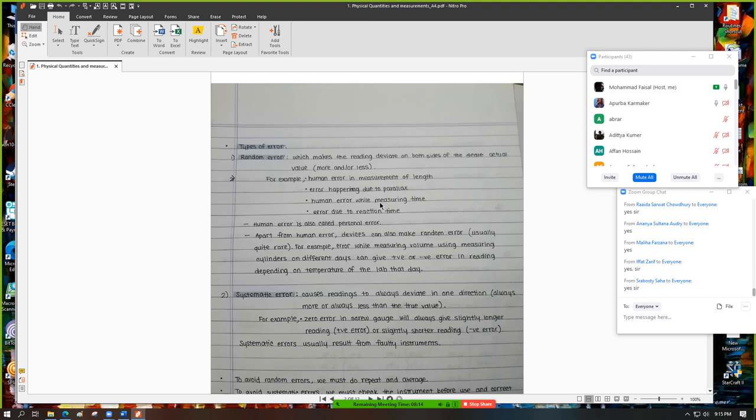Apart from human error, devices can also make random error. Usually this is quite rare. Random error is usually caused by personal error or human error, but sometimes the apparatus can cause some random error. For example, error while measuring volume using a measuring cylinder on different days can give positive or negative error in reading depending on the temperature of the lab that day.